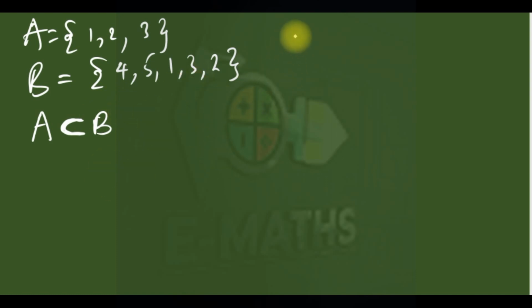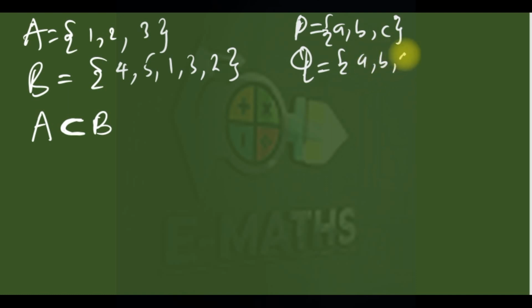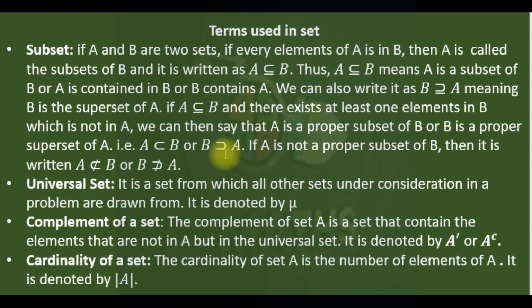But let's use another example. If P is A, B, and Q is A, B, C, then we can say that P is a subset of Q, but not a proper subset. So do you see it? That's the difference. This one has an extra element aside from the ones in A. So that's what we are saying here: if there is at least one extra element in B, we say that A is a proper subset of B.